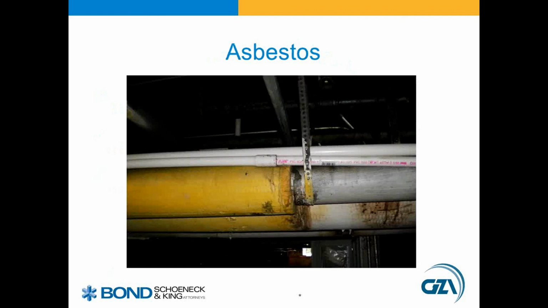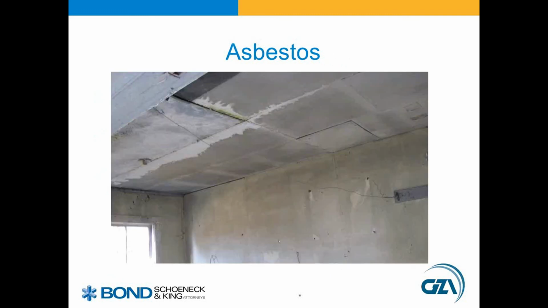Here we have a suspect asbestos-containing material in the form of pipe insulation, very commonly found in older buildings. And here we have suspect asbestos-containing wallboard. Now, it's important to note that if you do come across this, it is much more expensive to dispose of asbestos than standard C&D disposal.